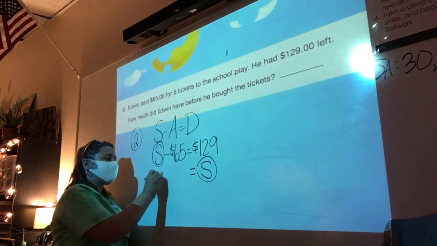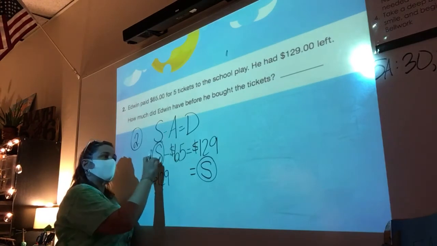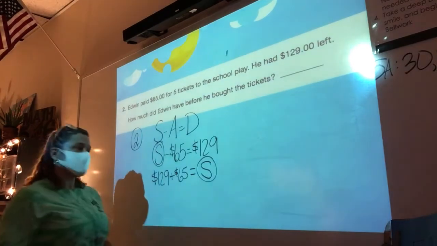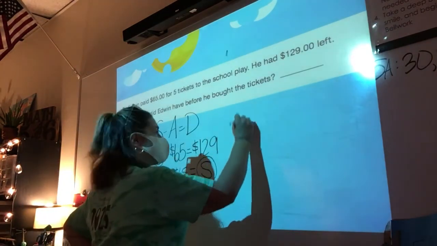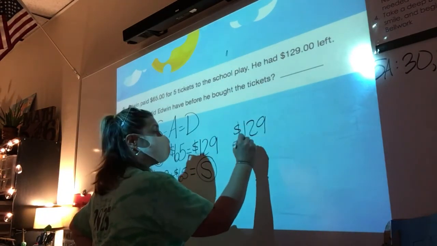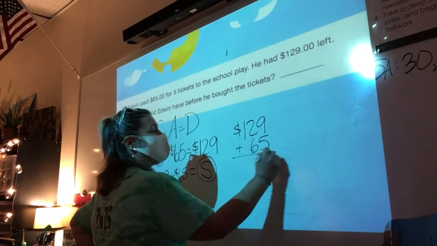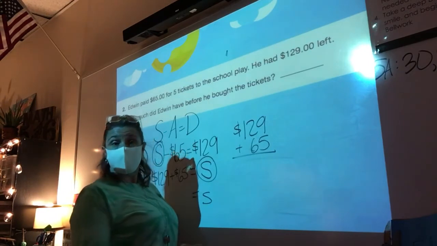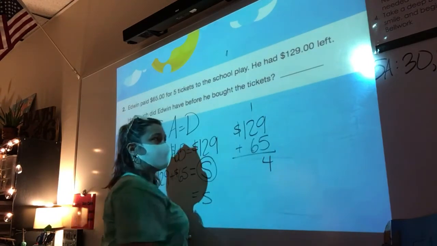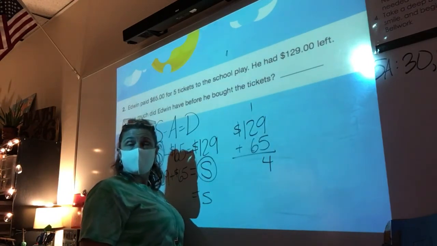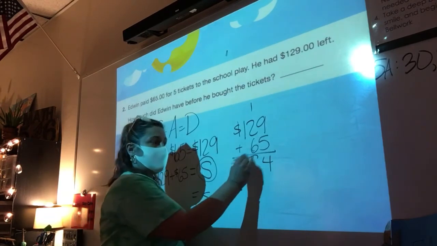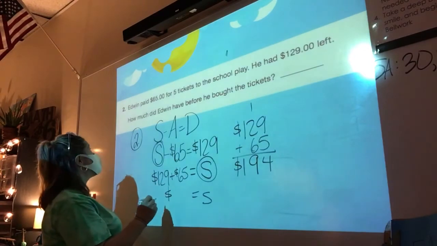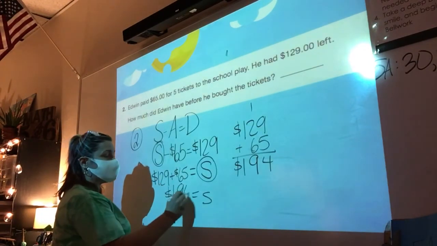Very good. We're going to add it because if it were subtracting, the S would be here. So we're going to add those. Don't do that in your head. Come over here and do chicken scratch or scratch work. Add them up. We're going to say S equals this. 9 plus 5 is? 14. Carry the 1. 1 plus 2 is? 3. Plus 6 is? 9. Bring down the 1. So the correct answer is he started off with $194.